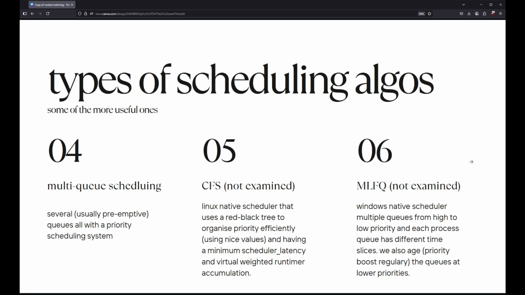Was ML, FQ, and A level, or was that multi-queue scheduling? I have no idea. I didn't do A level, sorry. Hopefully, someone in the chat can answer that.